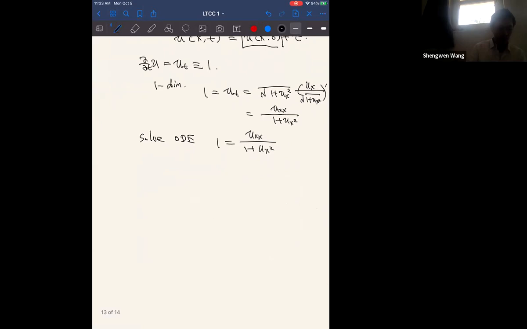So you can have solutions like this. So u of x of t equals negative log of cosine x plus t, for x in negative pi over 2 to pi over 2. So the cosine has to be positive in order for the log to be well-defined.